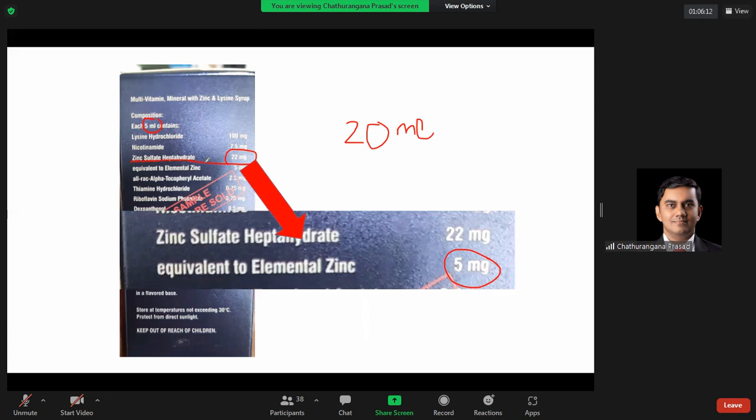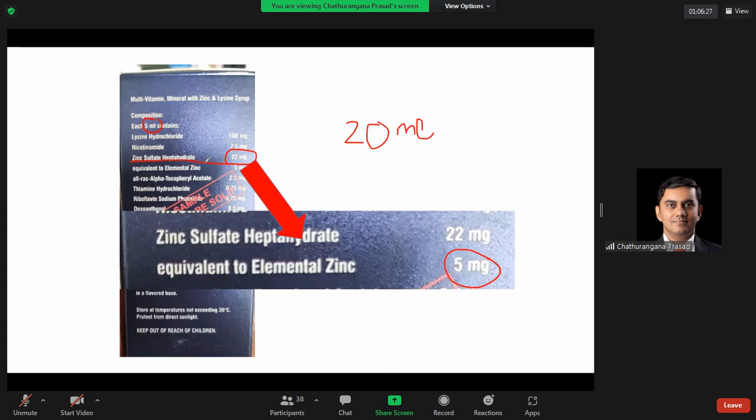So because of that, in the hospital setup, we have zinc tablets, right? So when we go to the hospital, just check with the nurses and have a look at the zinc tablet. This is a water dispersible tablet, so you can dissolve it in water and give. Each tablet contains 20 milligrams of elemental zinc.